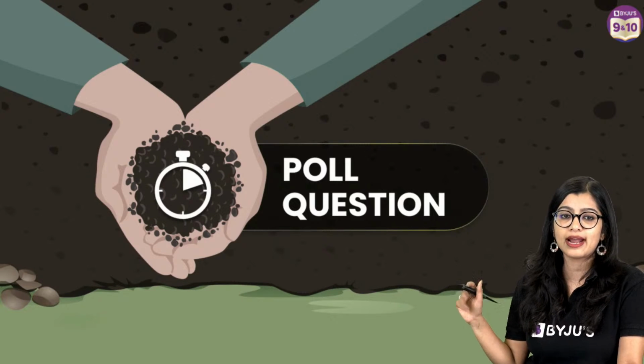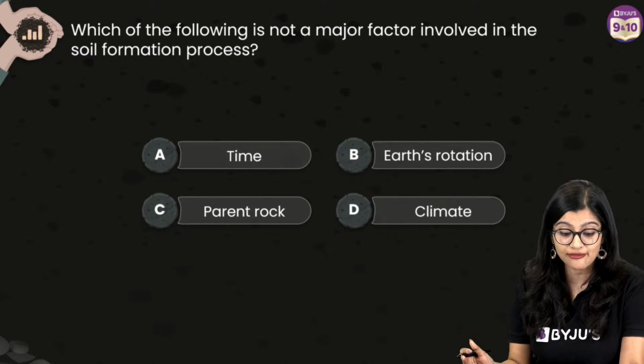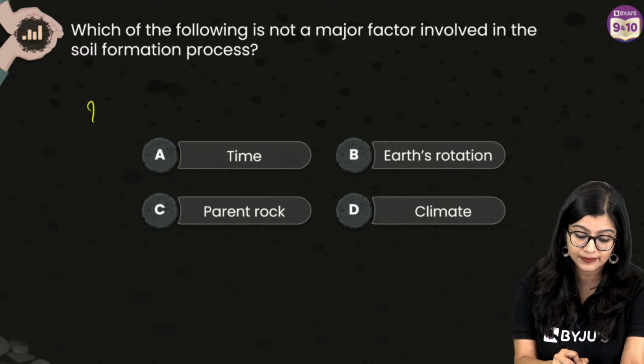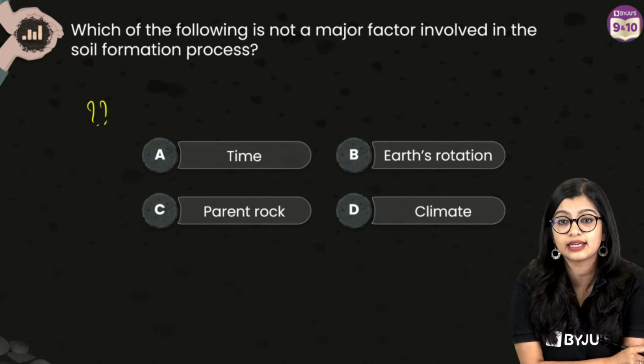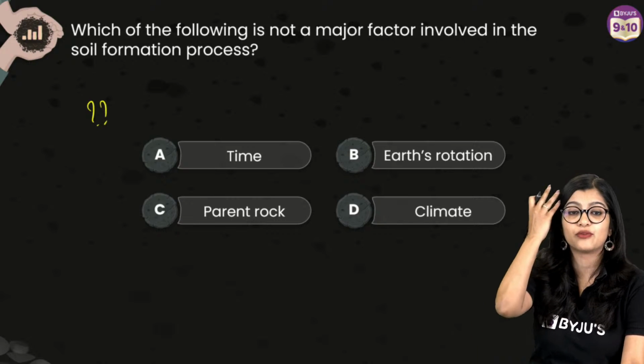So before I go ahead, here's a quick question for all of you. Which among the following is not a major factor which is involved in soil formation? Can you tell me which is the correct answer here? Yes, which among the following is not a major factor involved?